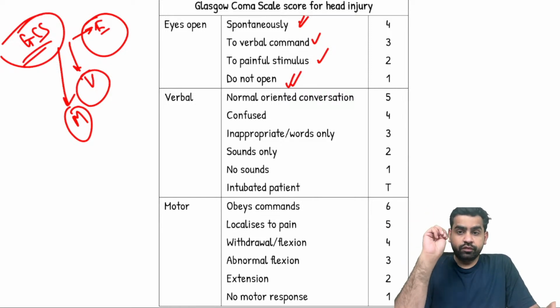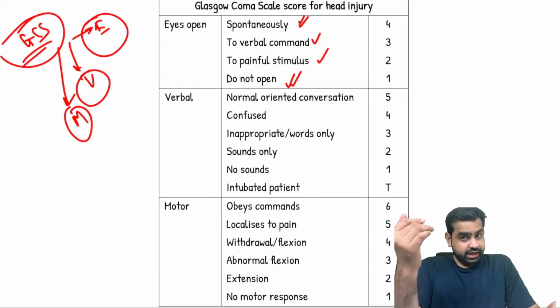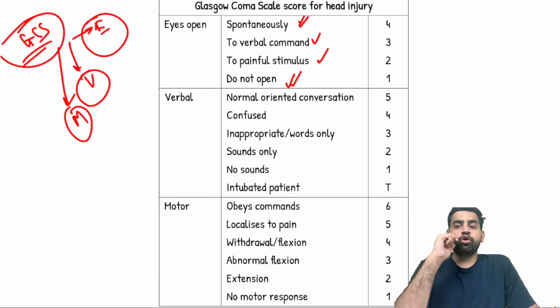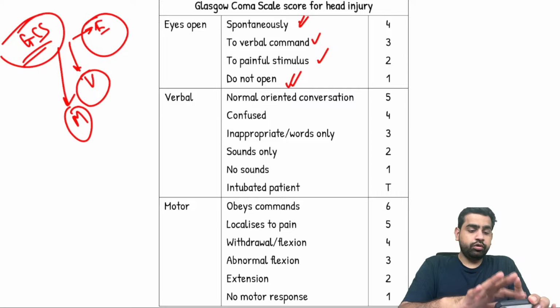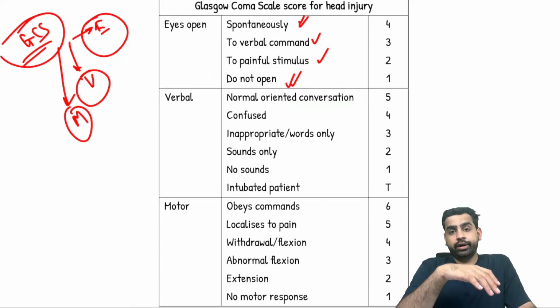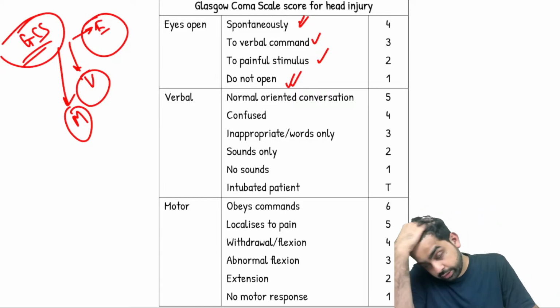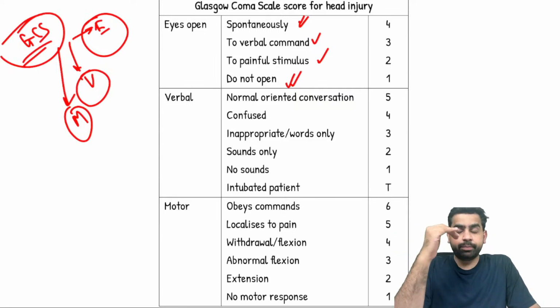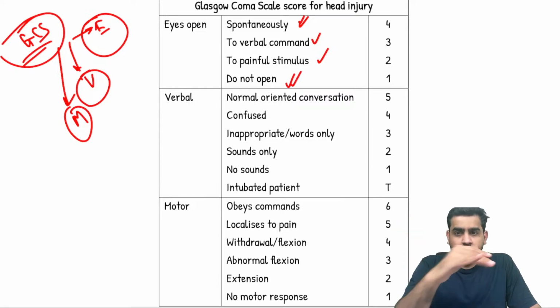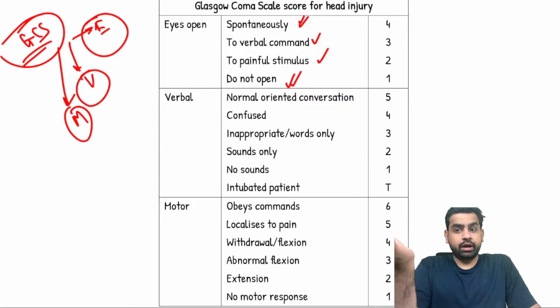Then what is a verbal response of 3? Whatever the patient is saying makes sense, but it is inappropriate to the conversation you're having. You understand my point? Inappropriate words means you ask the patient something, but whatever the patient says, it makes some sense, but it is not relevant to the conversation you're having with that particular patient.